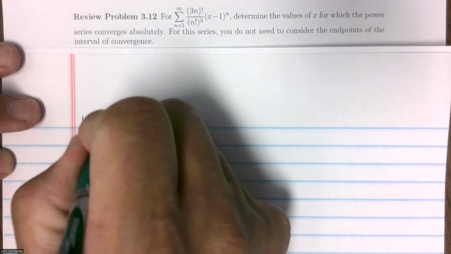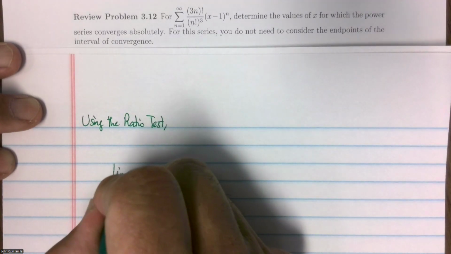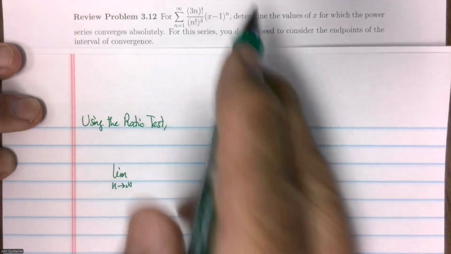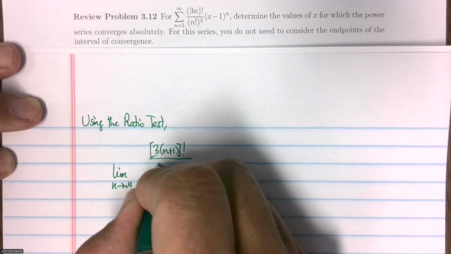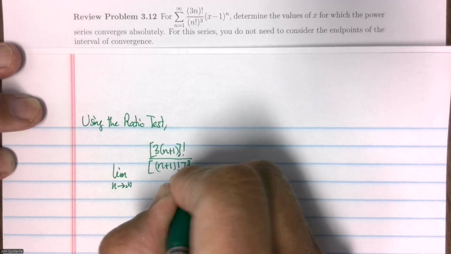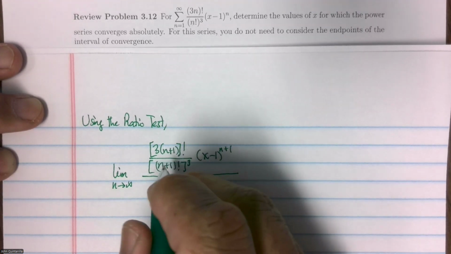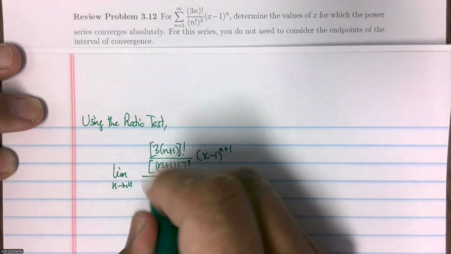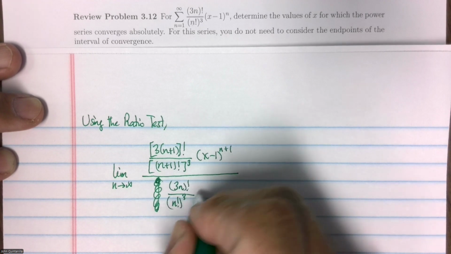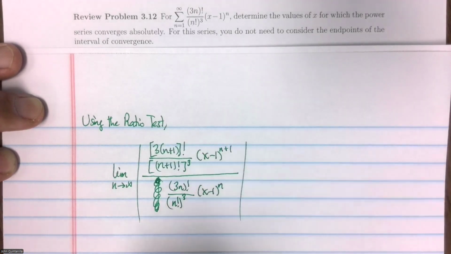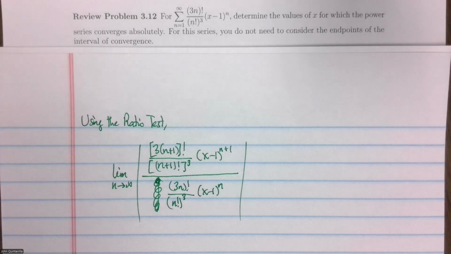So using the ratio test, we need to figure out the limit as n goes to infinity of, okay, now everywhere I've seen n, I replaced it by n plus 1. So 3 times n plus 1 factorial over n plus 1 factorial cubed times (x minus 1)^(n+1), over 3n factorial over n factorial cubed times (x minus 1)^n, and I'll take the absolute value of this whole thing. And I want to figure out the values of x for which this limit is less than 1.